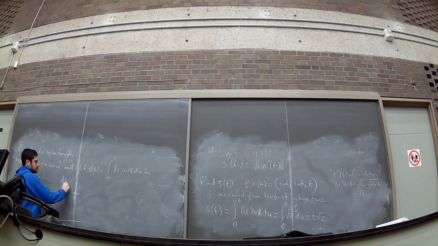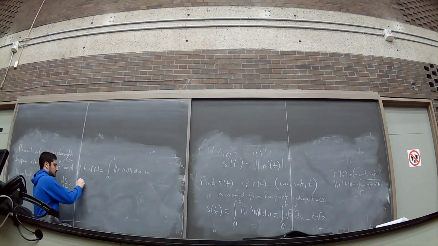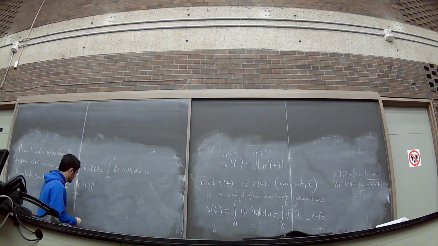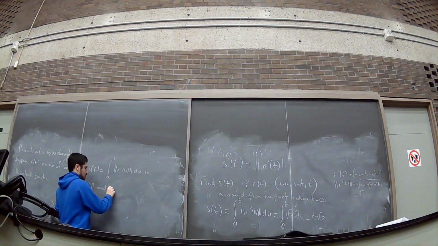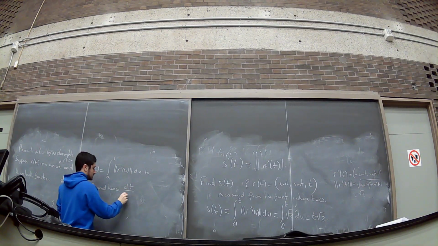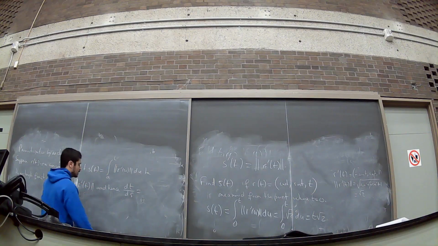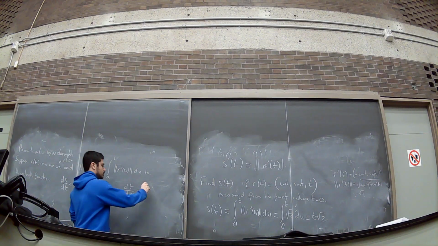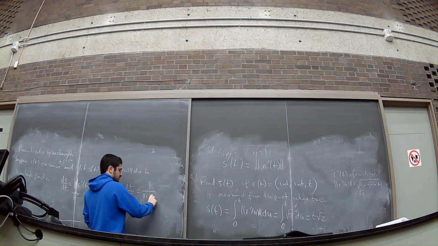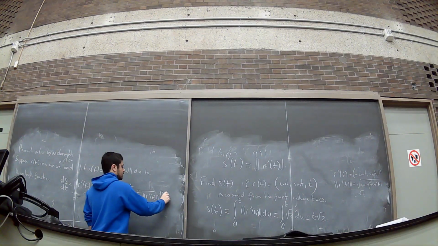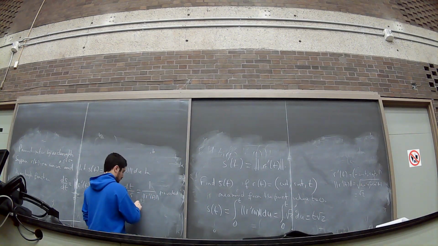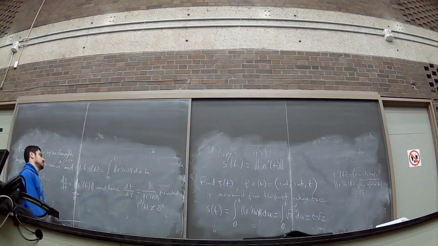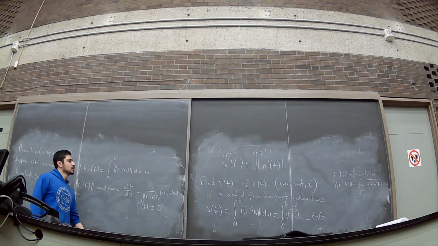What is ds by dt? By the fundamental theorem of calculus, ds by dt is just the norm of R prime of t. And hence dt by ds is 1 over the norm of R prime of t, provided R prime of t is nonzero. You should know this. You can know it by heart, or you can just rederive it. That's fine.